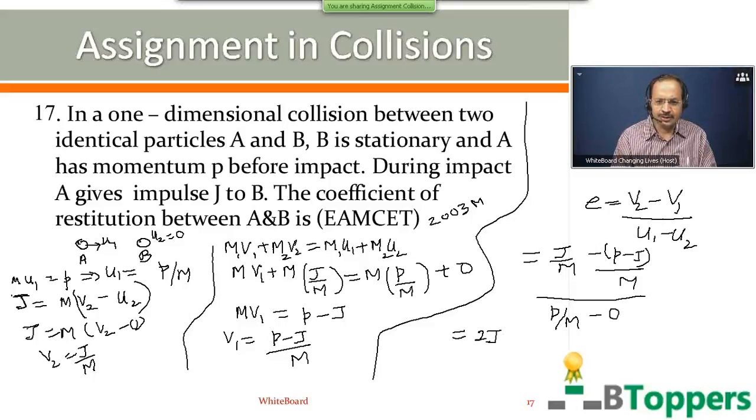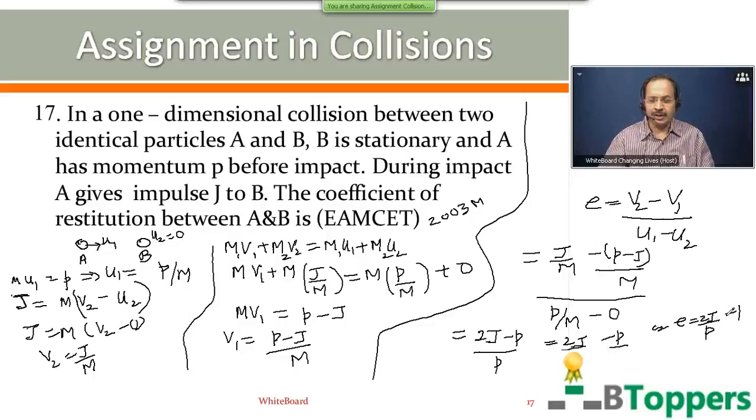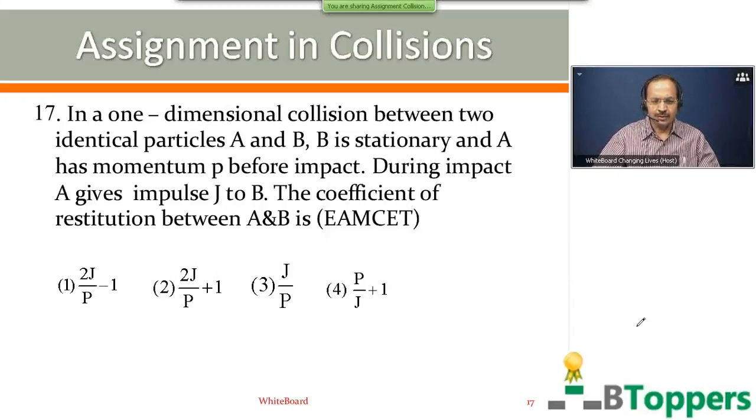You get (2J minus P) by P. You can divide each term separately with the denominator, so you can simplify that. You get 2J by P minus 1. In case you need more time to copy the solution, you can pause and copy it. So for question number 17, the first option will be the answer.